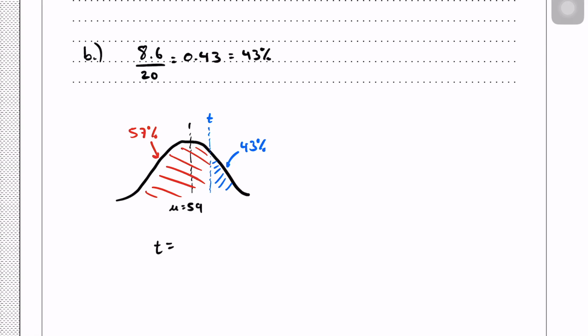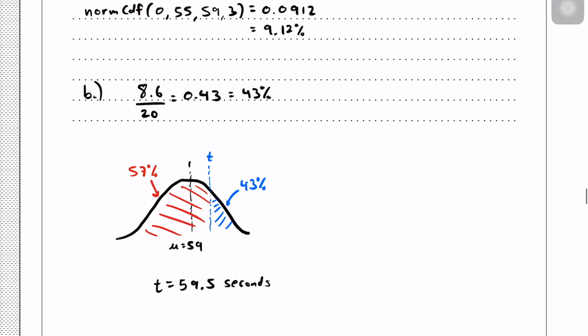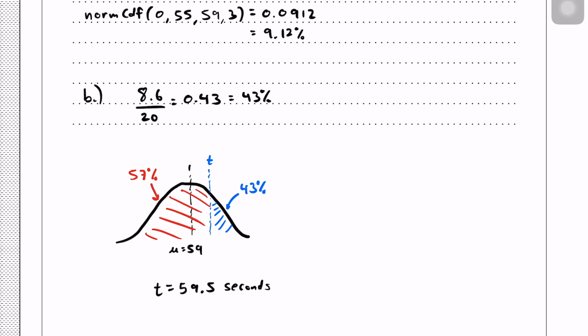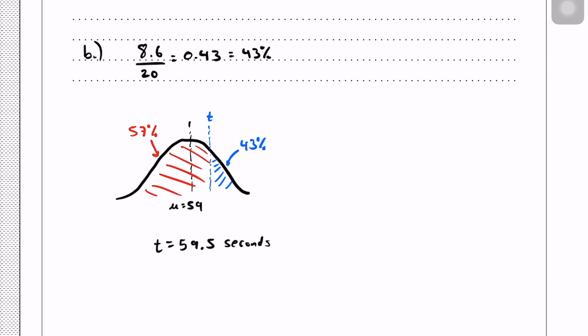T is equal to 59.5 seconds. And that should be reassuring. 59 is the mean. 50% is here, 50% is here. If it's just slightly over on this side, this is a reasonable value in terms of 43%. 43% would be to the right of this. All right. So on an exam, this would be fine for process.